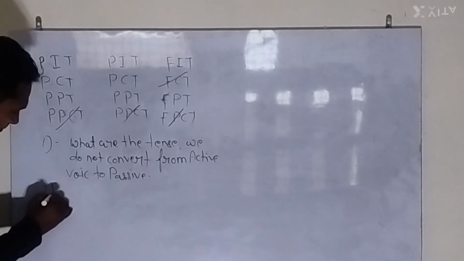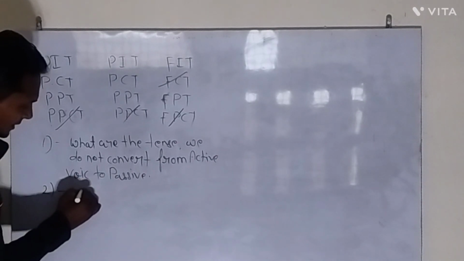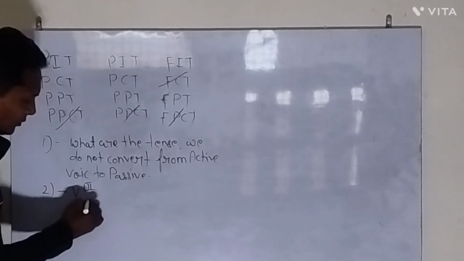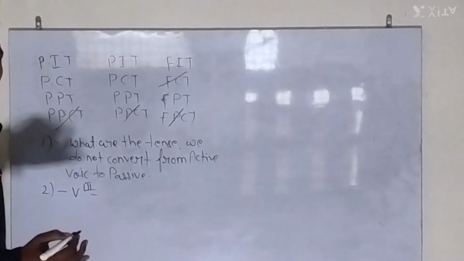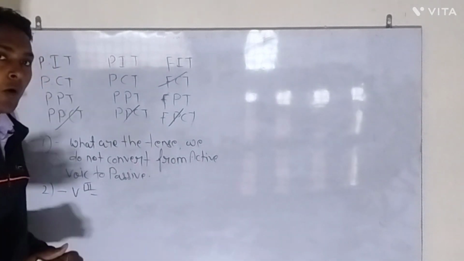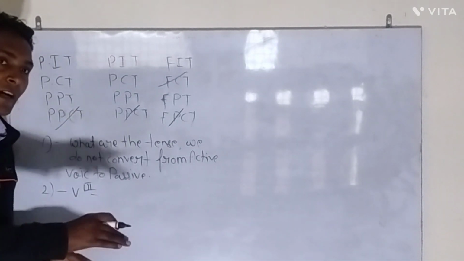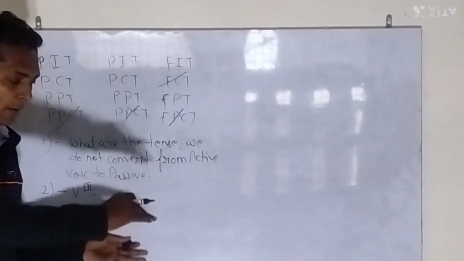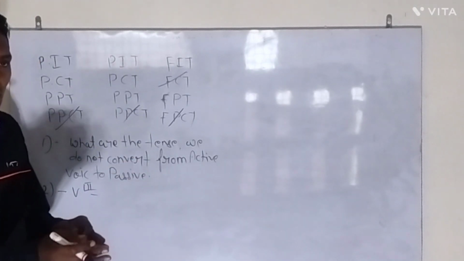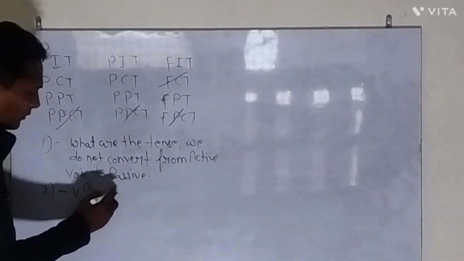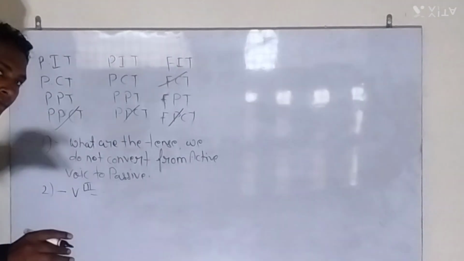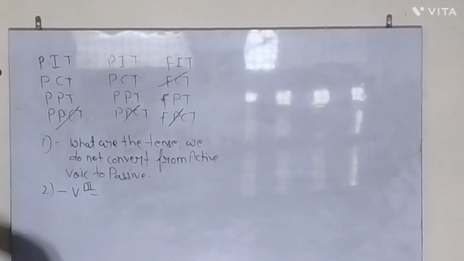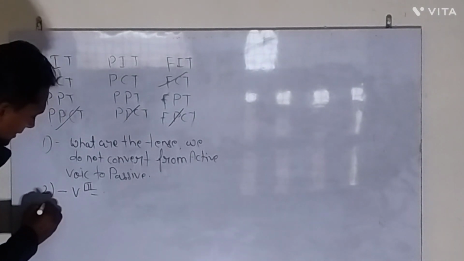Second condition is that we always use the third form of the verb when we are converting any tense from active voice to passive voice. So we have to always use the third form of the verb. Okay? Clear?